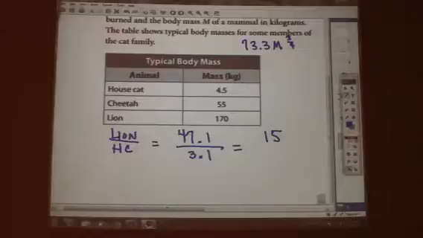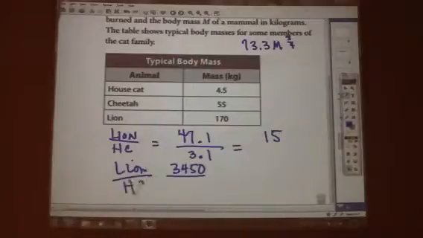Yeah, I was confused. So what would you have got if you multiplied it by the 73.3? The lion. 3,450. 3,450. And what about the house cat? I didn't do that one. 226.47. 226. And if you divide that out, you should get 15. Okay. All right, any questions?